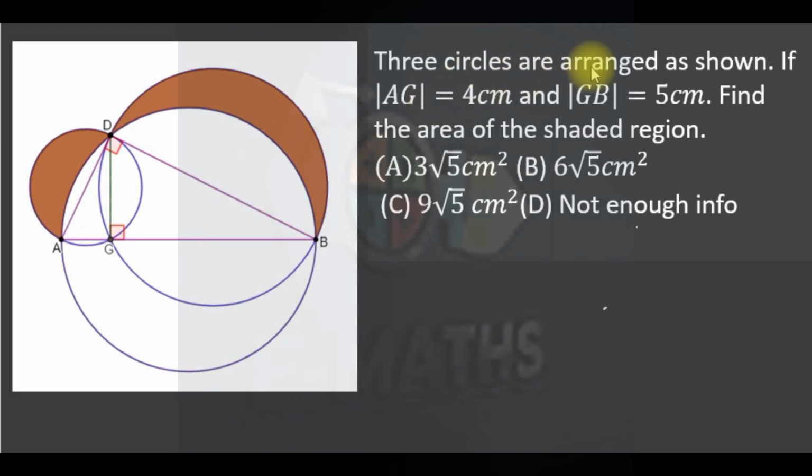So, three circles are arranged as shown. If AG is 4 and GB is 5, find the area of the shaded region. Okay, without wasting time, the answer is 9.